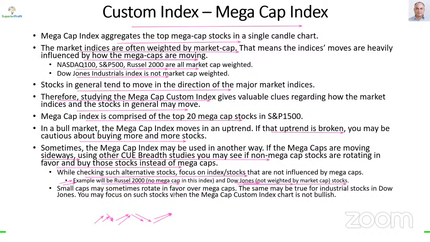Small caps sometimes rotate in favor over mega caps. The same may be true for industrial stocks in Dow Jones. You may focus on such stocks when the mega cap custom index chart is not bullish.